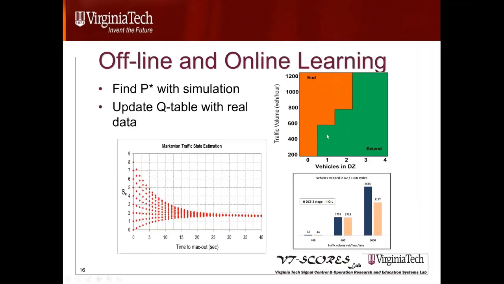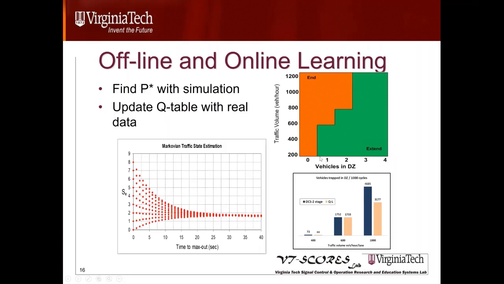So you end up with a policy like this, depending on the number of vehicles in dilemma zone and depending on the traffic volume. There is a simple policy that was defined at the end. If you are having 0 vehicles in dilemma zone, then you always end, but you can get better than that. If you are having 1 vehicle in dilemma zone, in this example here, then up to 600 vehicles per hour you need to extend.